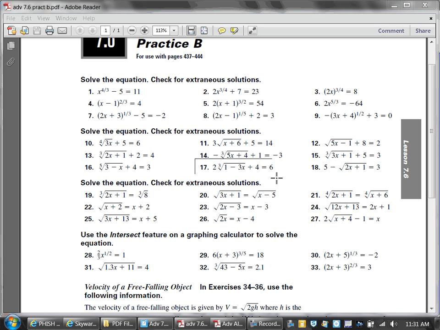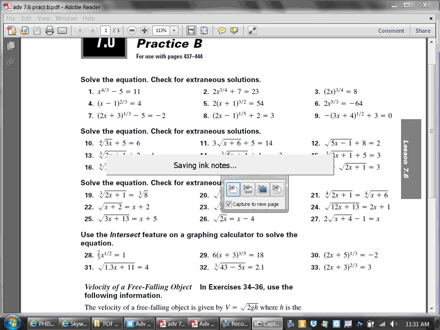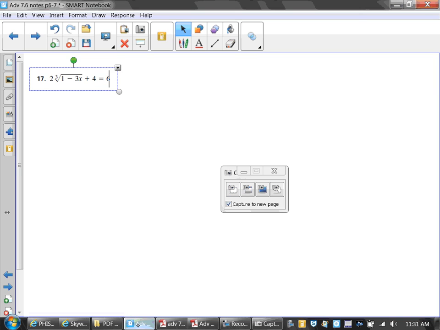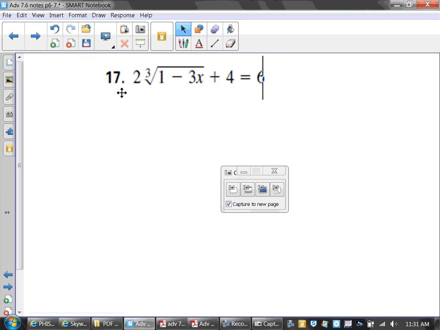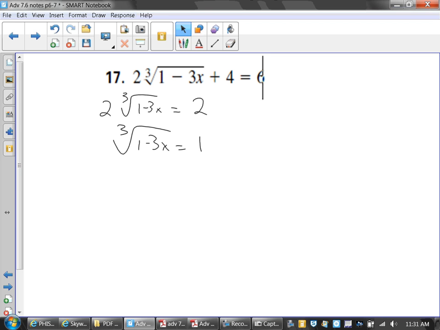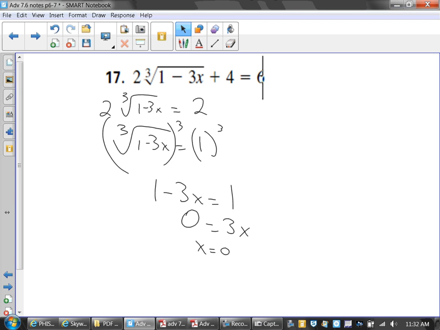17 is a little bit cleaner for some of the ones that we've been looking at, because you don't wind up with extra variables on the right side, so it's going to be a little bit easier to work with. So right off the bat, subtract 4. You get 2 cube root of 1 minus 3x equals 2. Divide both sides by 2. You get cube root of 1 minus 3x equals 1. Cube it. 1 minus 3x is 1. Subtract 1, add 3x, 0 equals 3x, x is 0.